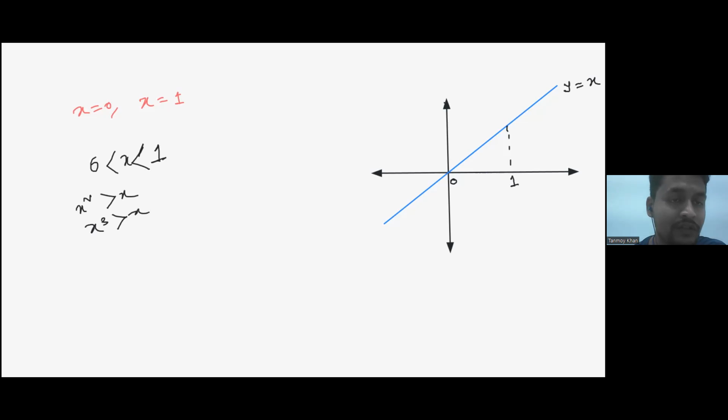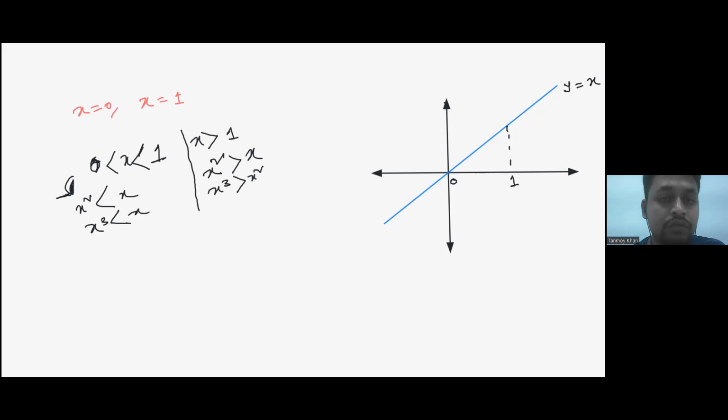In this range, this is the picture, this is the correct thing. And in this range, whenever x is greater than 1, the trend is exactly different. So we have got that plot change.